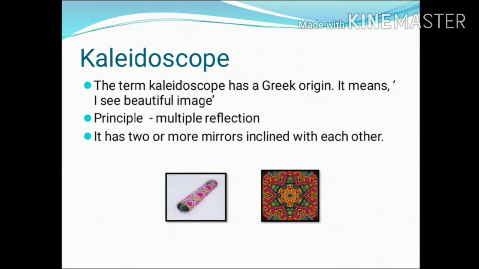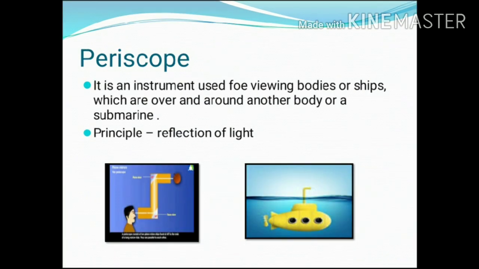Kaleidoscope. The term kaleidoscope has a Greek origin. It means I see beautiful images. What principle does it work on? Multiple reflection. It has two or more mirrors inclined with each other. An interesting feature of the kaleidoscope is that the same pattern is not seen again.